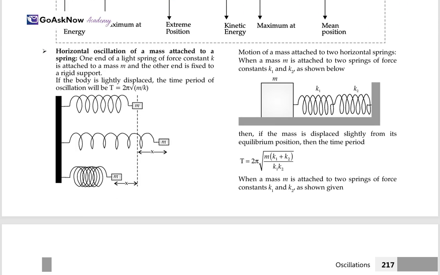Now, let's move ahead with the horizontal oscillation of a mass attached to a spring. One end of a light spring of force constant K is attached to the mass M and the other end is fixed to a rigid support. If the body is slightly displaced, the time period of oscillation T will be 2π√(M/K). Here we have the spring, connected from here. When we extend it, work is done, and the mass is M. So the displacement is X over here.